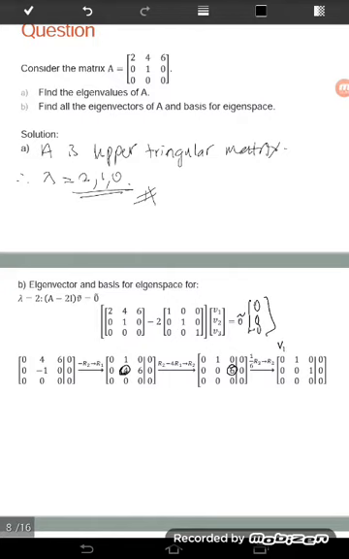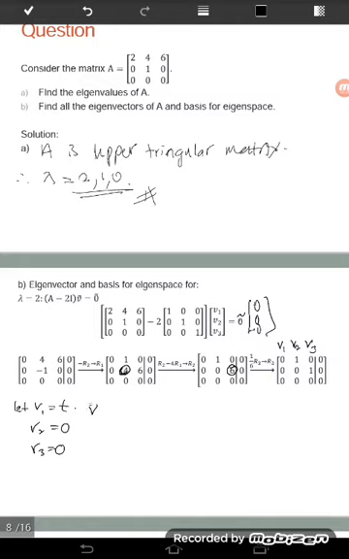So first column for the V1, second column for the V2 and third column for the V3. For the V1 there is no leading one, so V1 is the free variable. Let V1 be equal to T. For V2 there is no others, so V2 is equal to 0. For V3, there is 0, 0, so V3 is equal to 0.